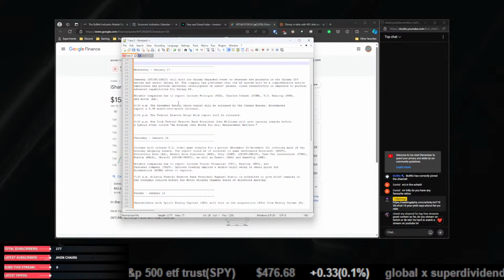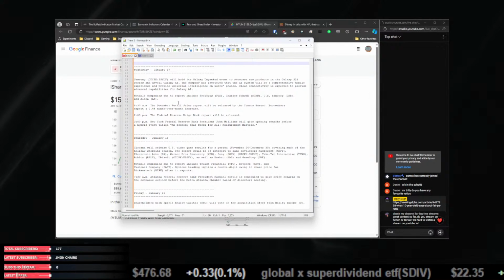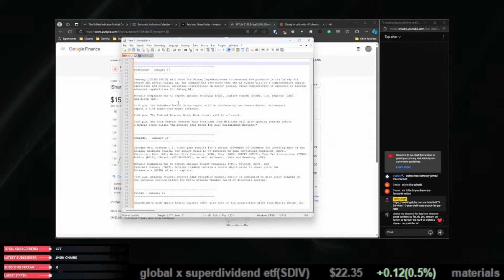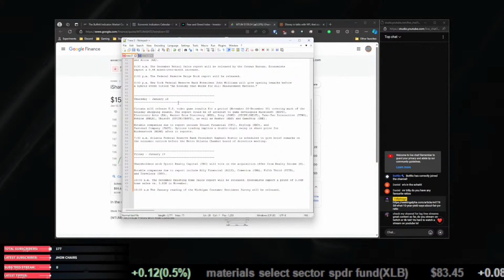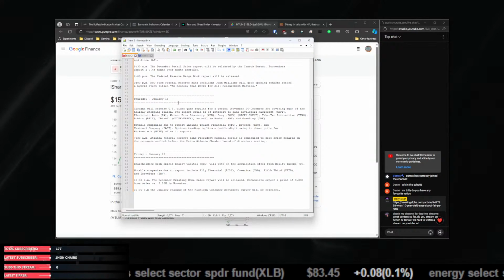So these are all things to pay attention to on Wednesday. Definitely going to be a pretty big day for the market. And then Thursday, sorry, we got a lot.